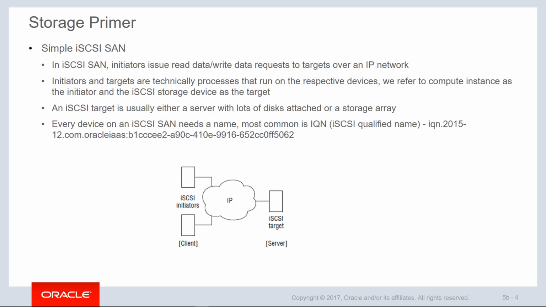Simple iSCSI SANs. In an iSCSI SAN, initiators read and write the data requests to the target over an IP network. Initiators and targets are technically processes that run on the respective devices. We refer to compute instances as the initiator and the iSCSI storage device as the target. An iSCSI target is usually either a server with lots of disks attached or a storage array. Every device on an iSCSI SAN needs a name. Most common is IQN, or iSCSI qualified name. What we have following there is an example of an iSCSI name.